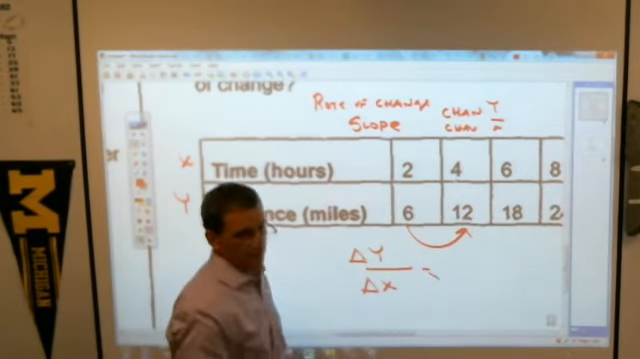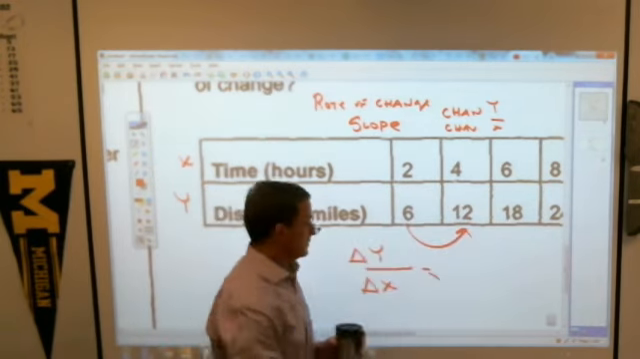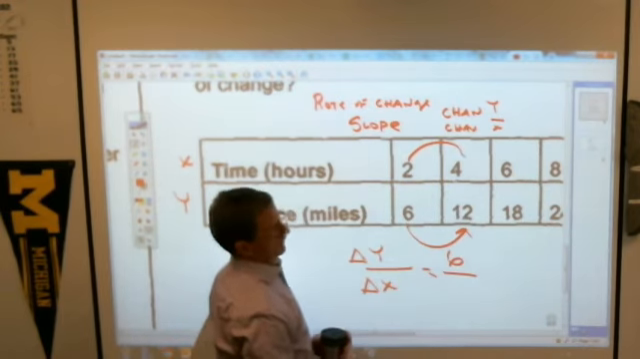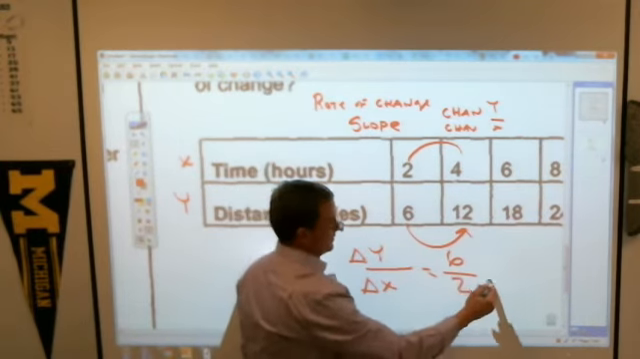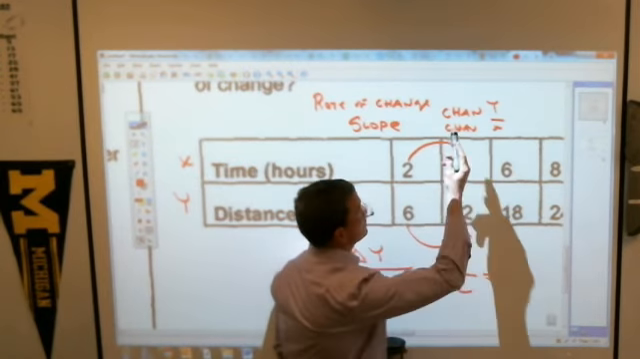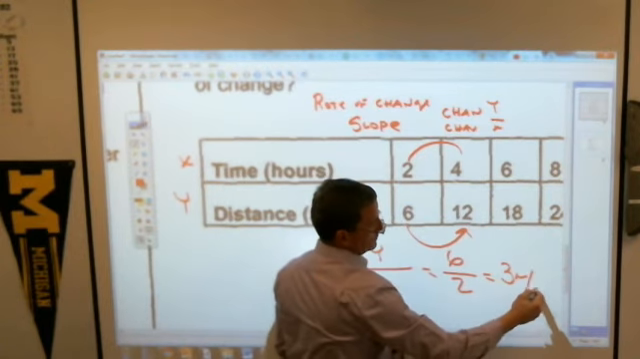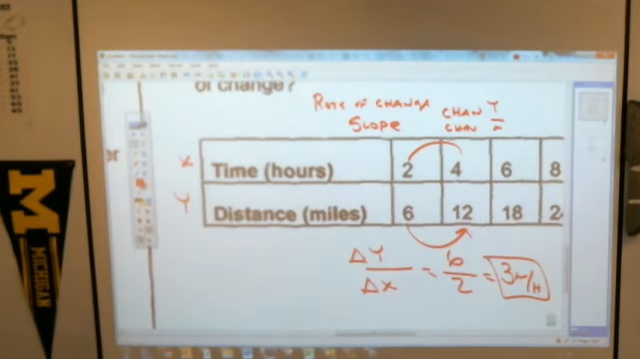What is the change to go from 6 to 12? 6. To go from 2 to 4, what was the change? 2. So your rate of speed or your change or your slope is 3 miles per hour. Hope that's what that is. Did you write delta x and delta y? Yeah, I did. Actually, I did delta distance over delta time. Same.